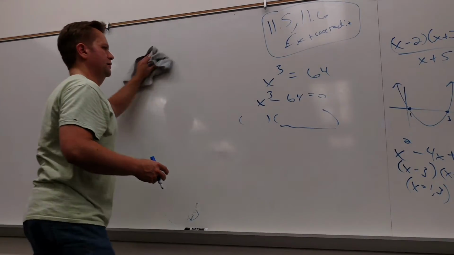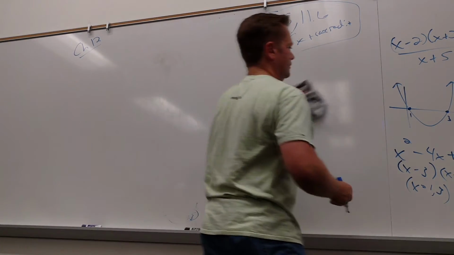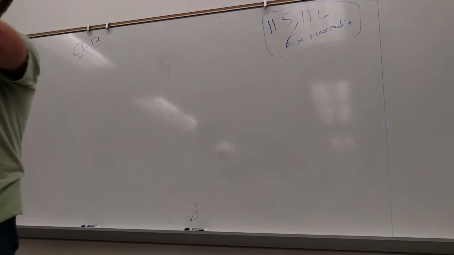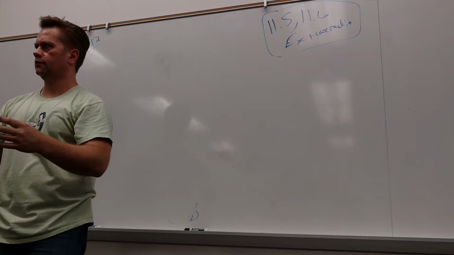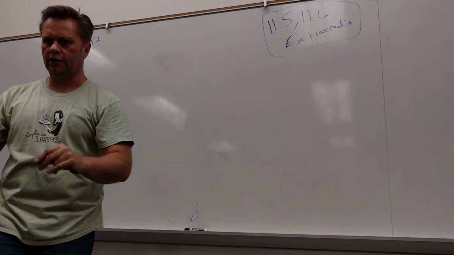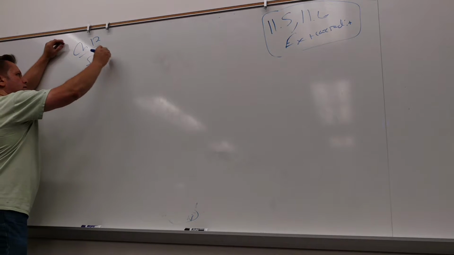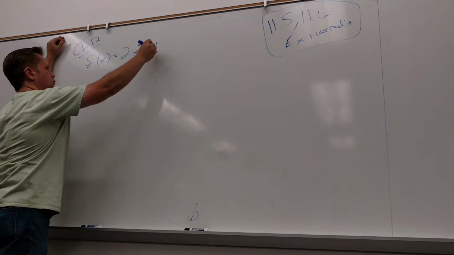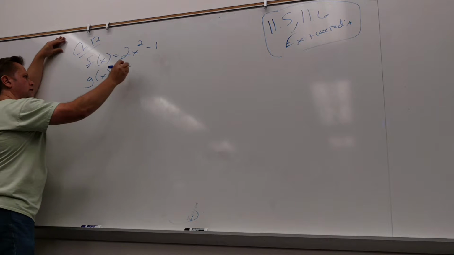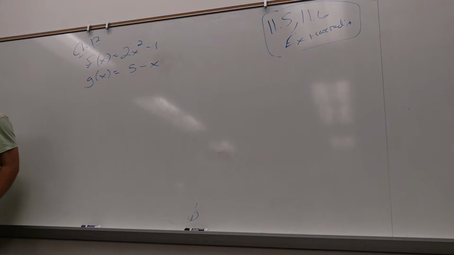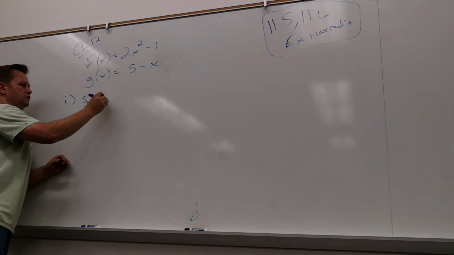So, all right. The beginning of section 12 is kind of nice because I kind of prepped you for this already. Let me see if you guys catch my meaning. If I said f of x is 2x squared minus 1, g of x is 5 minus x. All right, let's just all remember how functions work. What is f of negative 2?